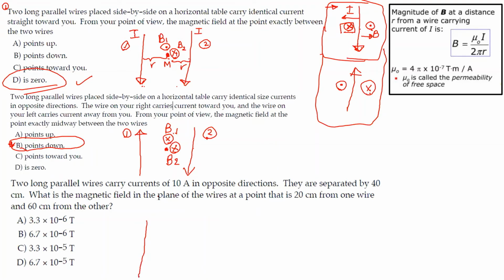I'm going to draw the two parallel wires, so they are opposite to each other. I'll draw the same thing as the previous one, with the same directions. They are talking about a point like this, 20 centimeters from the first wire and 60 centimeters from the second wire. So it is a point like this.